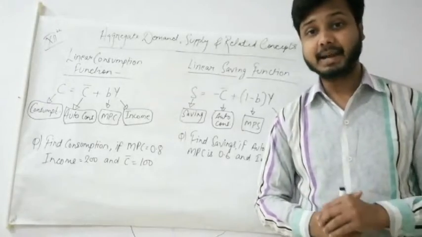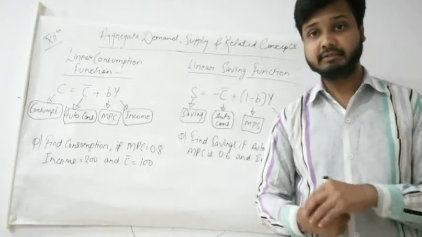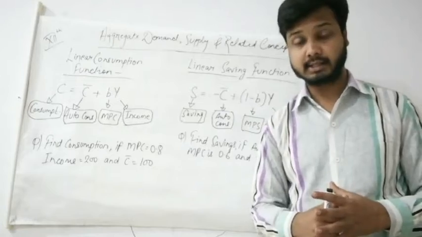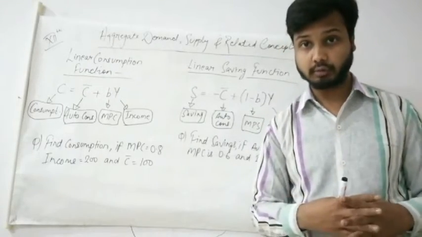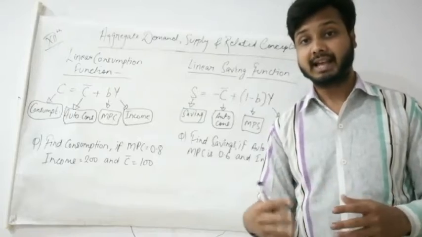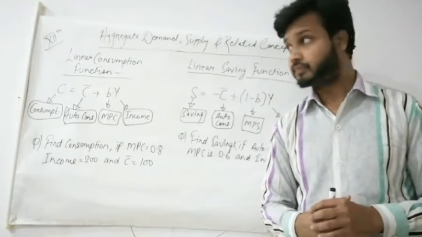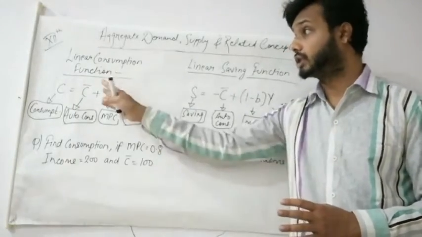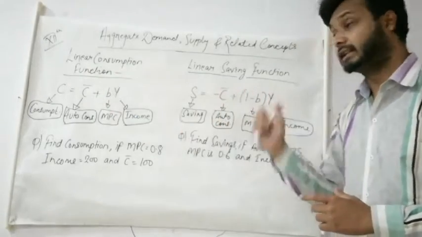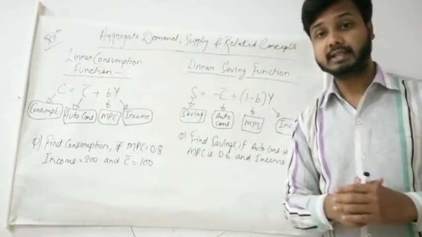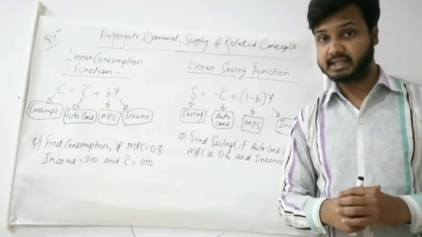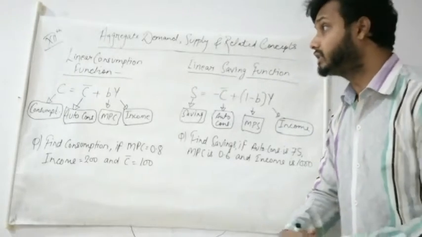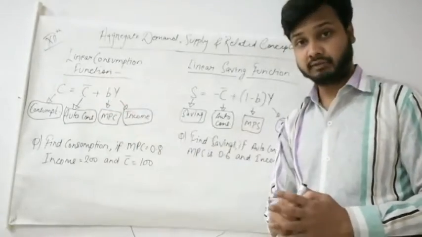Hello students, in the chapter of aggregate demand and supply, we have studied all the theoretical portions till now. Now we will see those concepts which will help us to solve the numericals in this chapter as well as in coming chapters also. So in this we will basically study about the linear consumption function and linear saving function. Also we will see a relation between MPC and MPS and APC and APS.